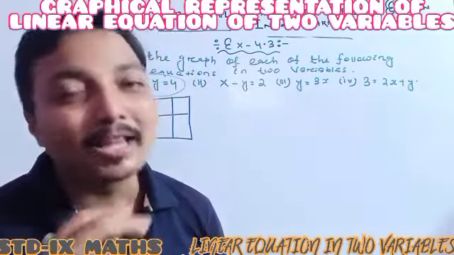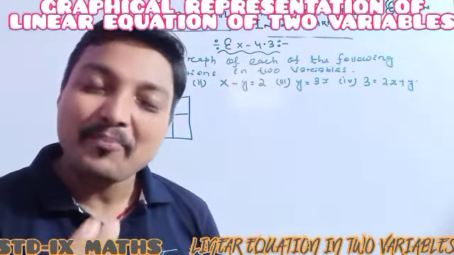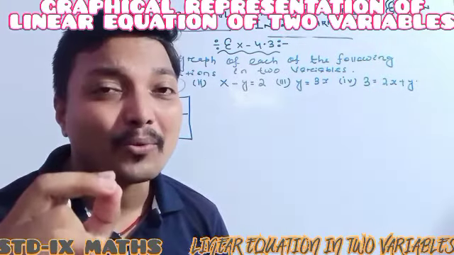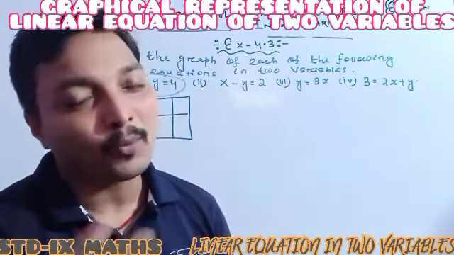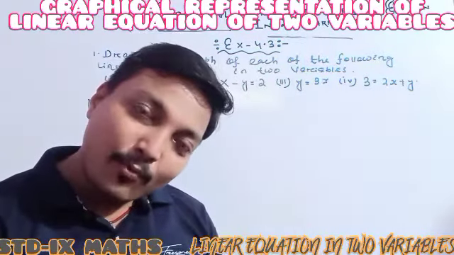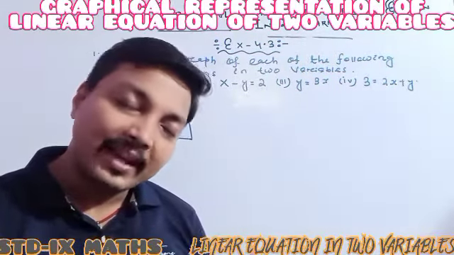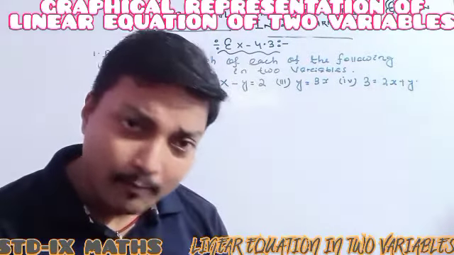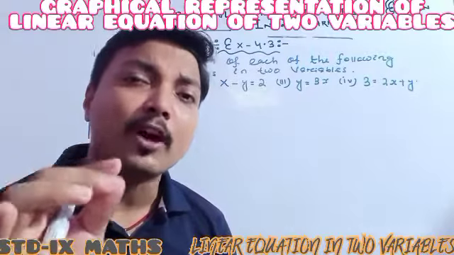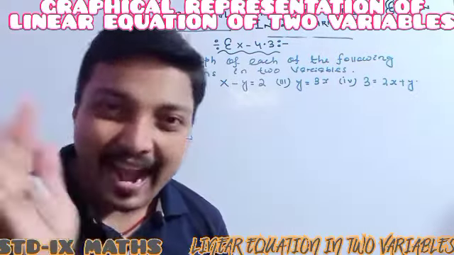It means 2 solutions are sufficient. If you want, you can take one extra solution for verification or checking purposes. Otherwise, only 2 are sufficient. Understood or not? From next day onwards, whenever you do a graphical representation of a linear equation in two variables, always take only 2 solutions. But here, for verification, I am taking another one.